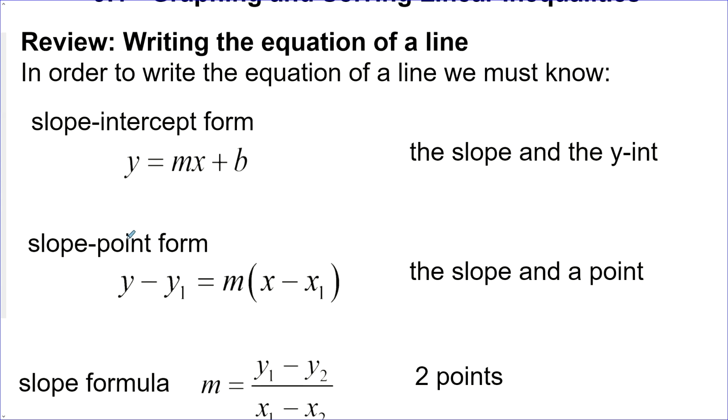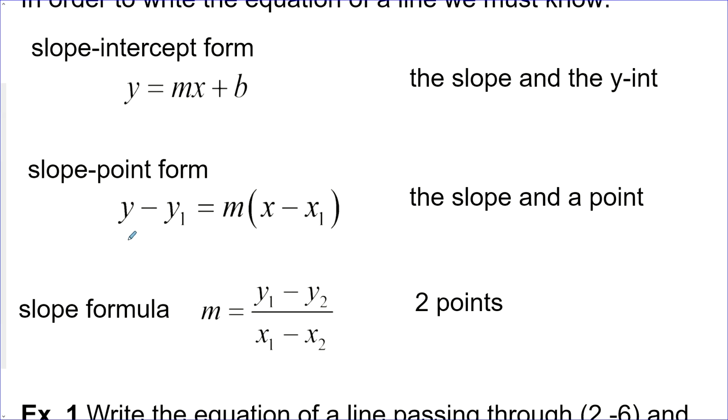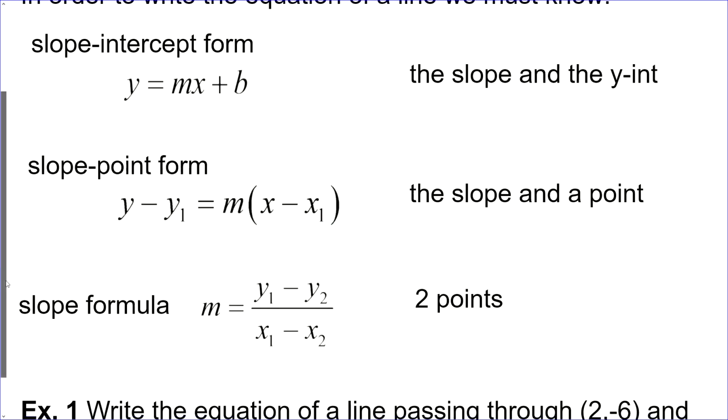Slope-point form, very useful. Y minus y1. Now this y is the variable and this y1 represents the y value of a point that you know. The m is still the slope, same as up here, and the x is our variable and x1 is the x value of a point that we're using. So we need a slope and a point for that.